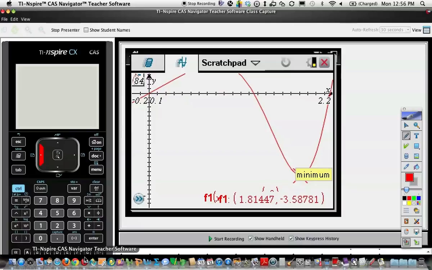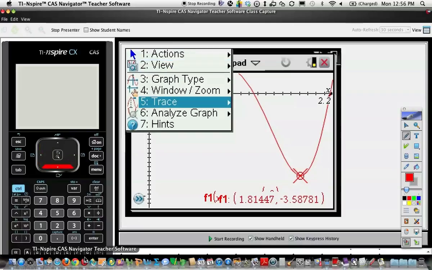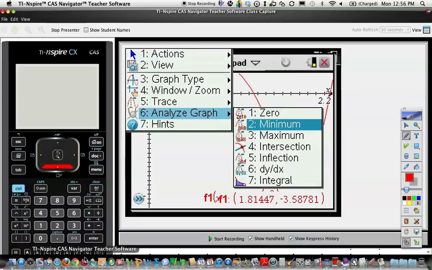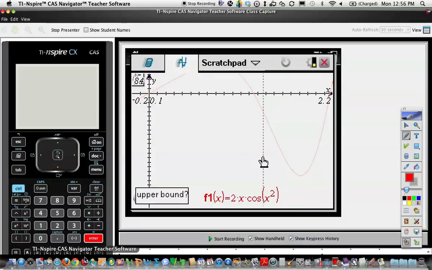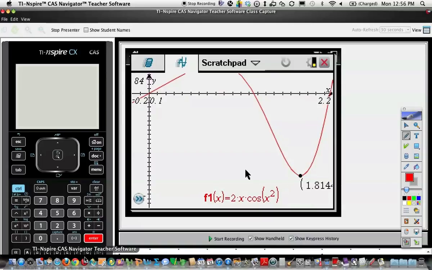Now, another thing that Wyatt was doing was went to Analyze Graph. You can do that as well. You can go over here to Analyze Graph, go to minimum, in this case, or maximum. Lower bound. On the left somewhere, hit Enter. Go to the right somewhere, hit Enter. It gives you that, then you can go grab it, drag it over where you can see it, and there is the number you care about.